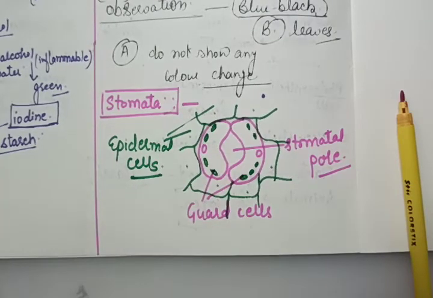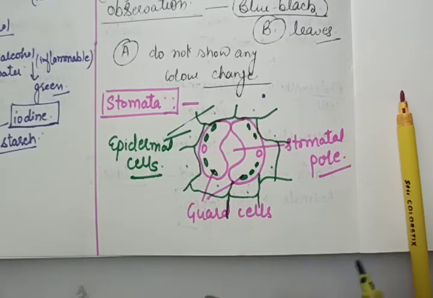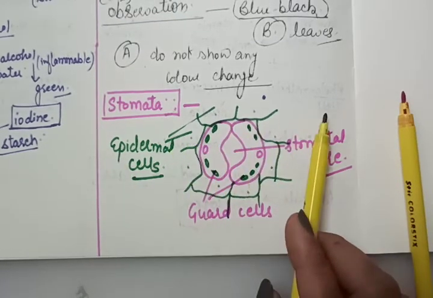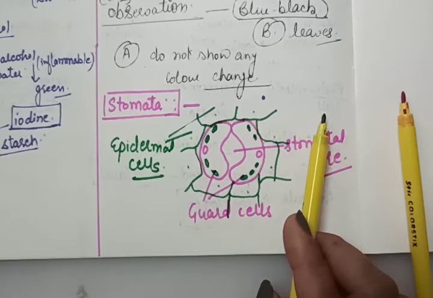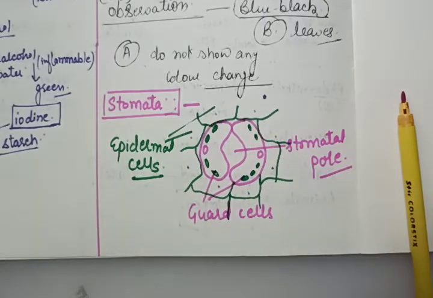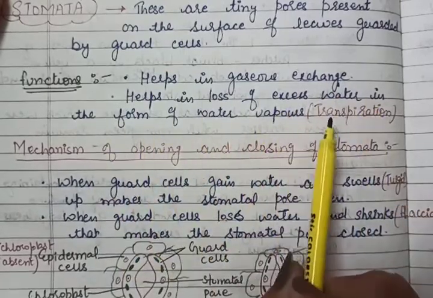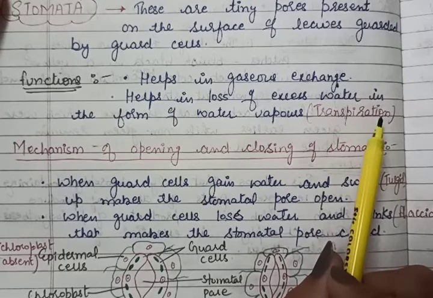Now these stomata, at the time of requirement or at the time of their functioning, may open, and when there is no need of any exchange of gases or water loss, these stomata get closed. The definition of stomata is the tiny pores present in the epidermis of the leaf, and the function is to help in gaseous exchange and help in loss of excess water in the form of water vapor, that is the transpiration.